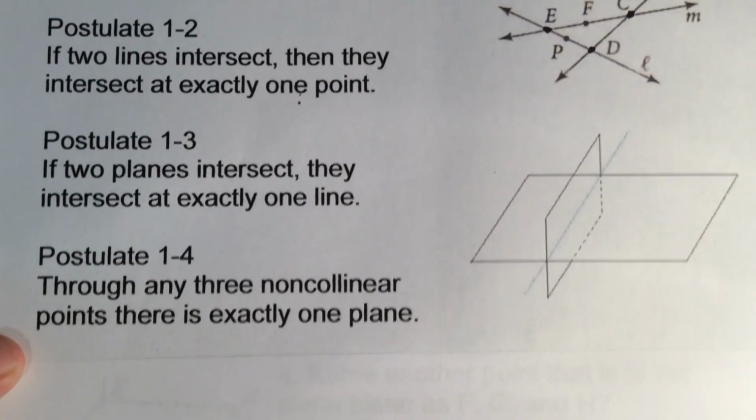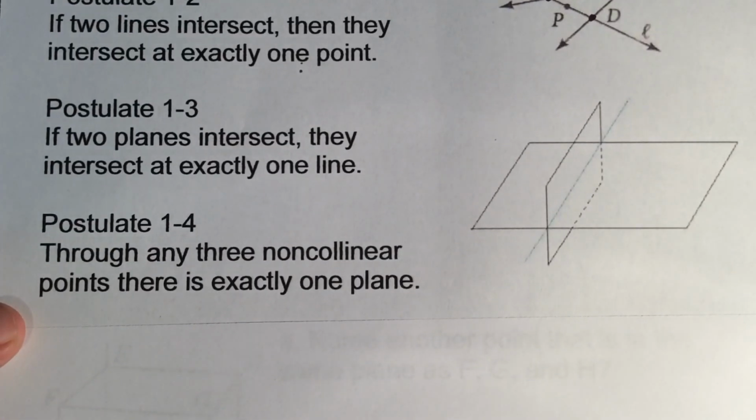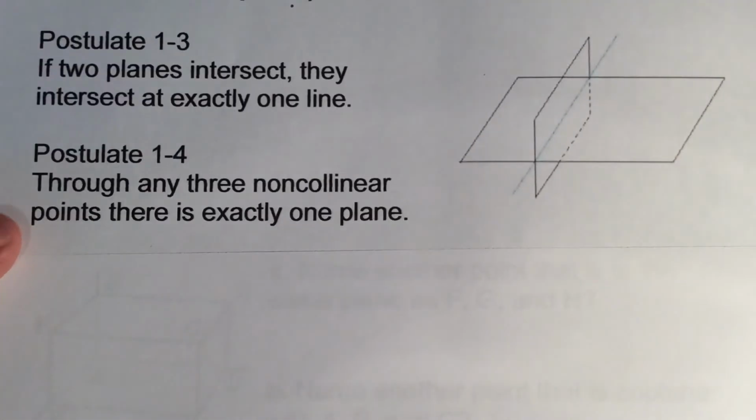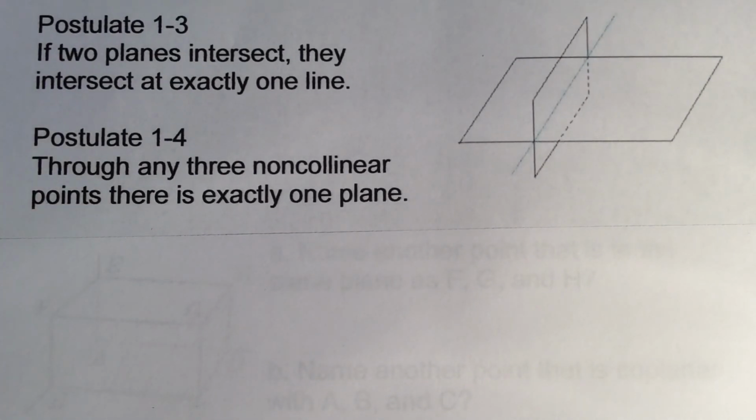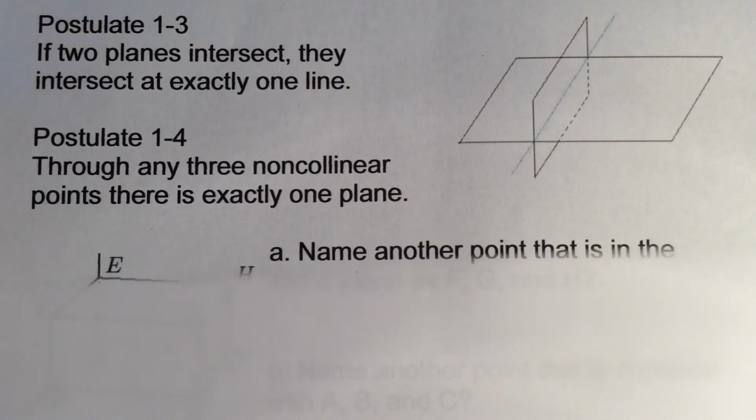And postulate 1-4. Through any 3 non-collinear points, there's exactly one plane. That's where we talked about the tripod before. There's only one plane that would exist where those 3 points exist. Again, a point has no thickness, and a plane has no thickness. If there was more thickness, they could go through more, but otherwise there's only one plane that would work. Otherwise, it's not going to be a plane. Just like a line wouldn't work if there's a bend, planes can't have a bend in them either.